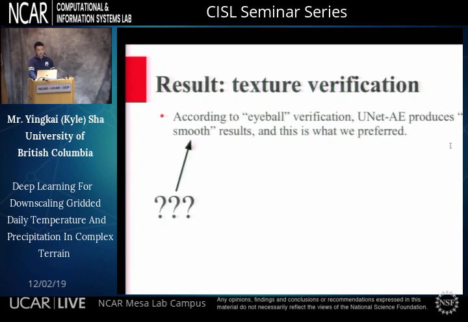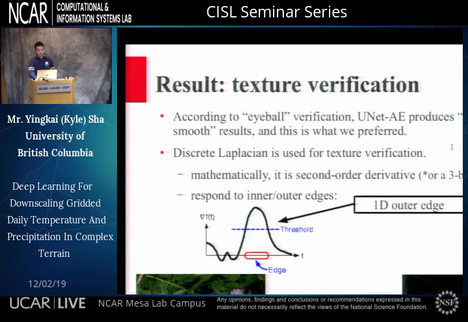So then the question is, how can we quantify the smoothness of the output fields of a downscaling model? In this research, we use the discrete Laplacian for the texture verification. Mathematically, it is the second-order derivative of the inputs that can respond to the inner and outer edges of the fields. In the one-dimensional case, the inner and outer edges are concave and convex parts of the curve, and if we pass a regular image into the Laplacian filter, what we can see is enhanced boundaries between all different image semantics, for example, the butterfly versus the background.